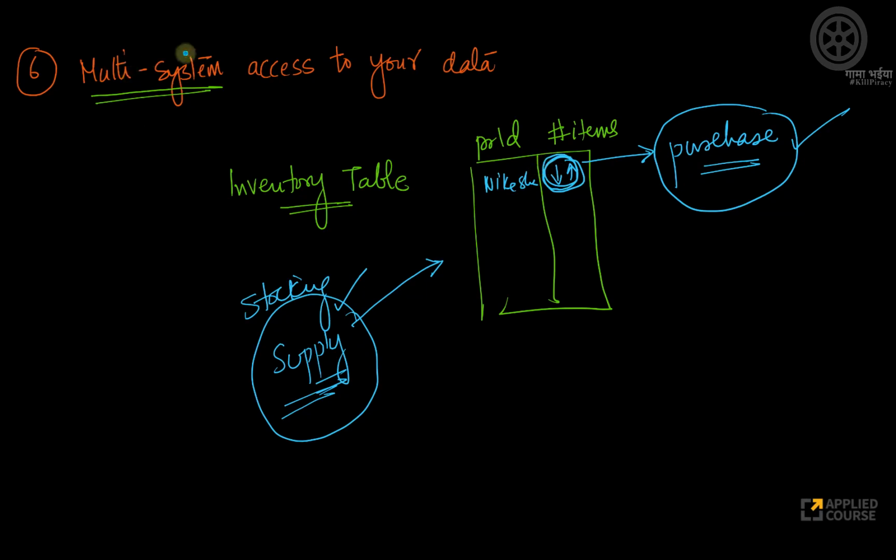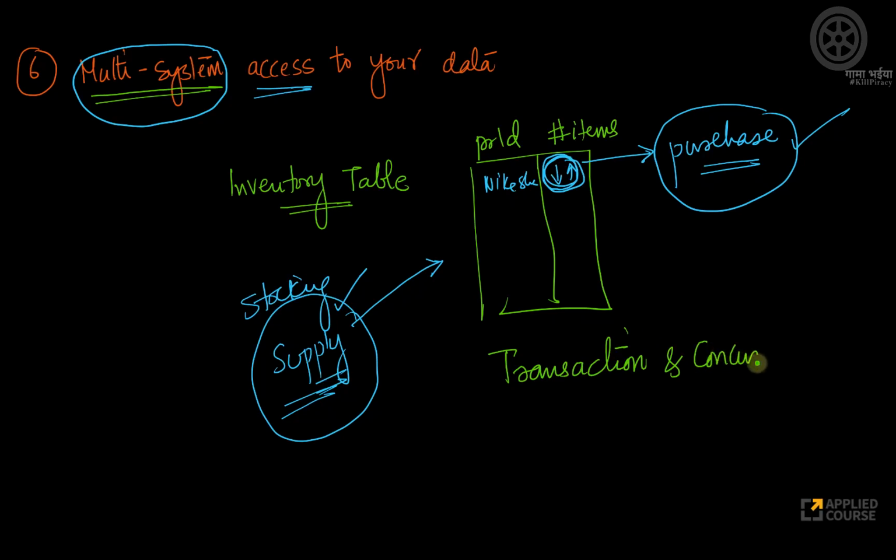So there is a case where multiple systems or multiple programs might access your data simultaneously. You have to ensure that there are no logical flaws, that when somebody is purchasing and somebody is stocking simultaneously, there are no major bugs that creep in. There is this whole area called transactions and concurrency control that we will learn about.